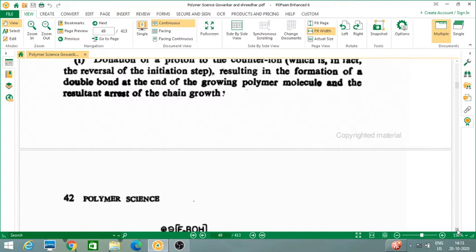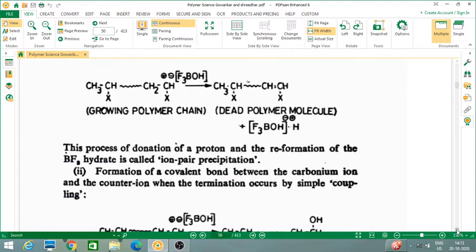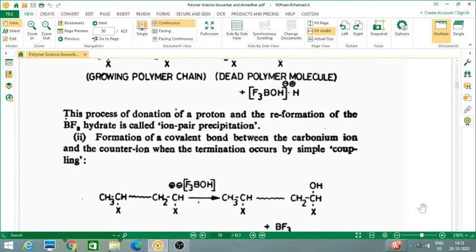So donation of a proton to the counter ion. This is the growing polymer chain, and you have donated a proton to this counter ion, and this H is gone here. F3BOH, so therefore this gets stabilized and gets separated, and this forms a double bond to the dead polymer molecule. This process of donation of a proton and reformation of the BF3 hydrate, BF3 hydrate means BF3 plus water molecule, is called ion pair precipitation. So termination by ion pair precipitation.